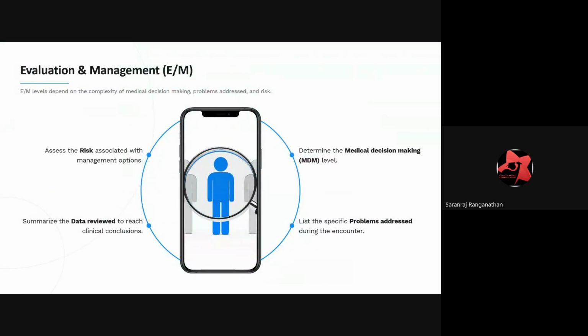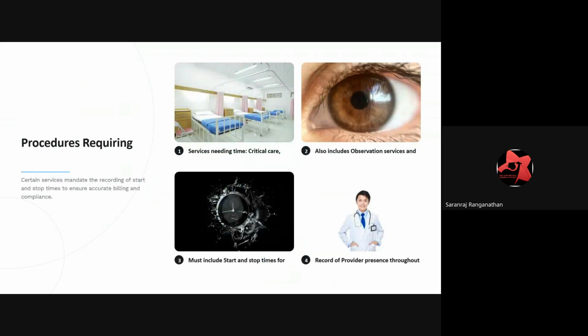Same way for E&M. E&M is very simple. MDM table: problems, data, risk. These three are very, very mandatory to code the levels of the E&M. Then comes procedure requirements. Some of the procedures, especially when they're performing critical care procedures and other observation services. So what are the requirements? As we said, time-related procedures, like critical care, are one of the time-related. Even E&M we can consider time-related. Anesthesia we can consider time-related.